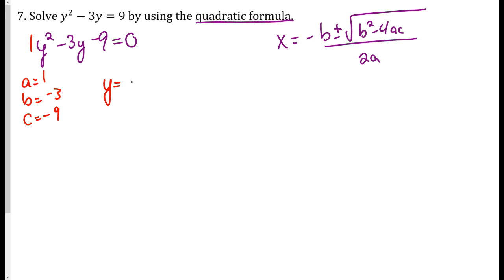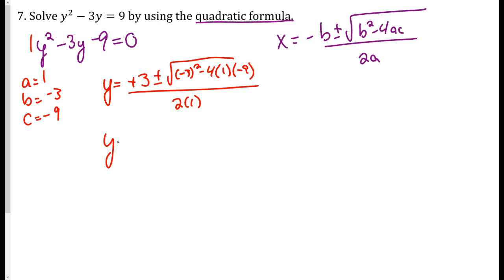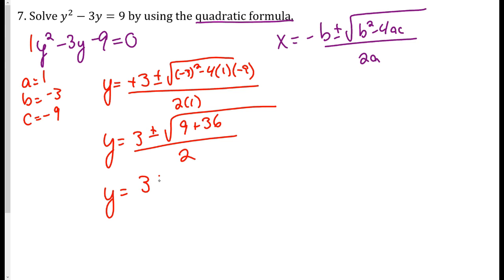We get y equals negative negative 3, so positive 3, plus or minus the square root of negative 3 squared minus 4 times a times c all over 2a. Y equals 3 plus or minus the square root of 9 minus 9 plus 36 over 2, just simplifying inside the square root. I get y equals 3 plus or minus radical 45 over 2.